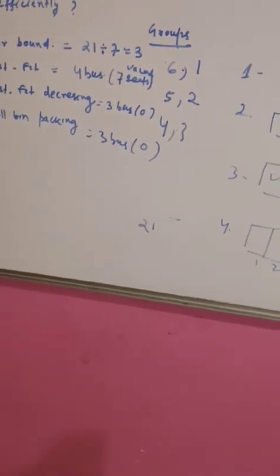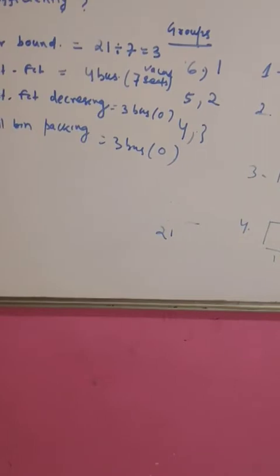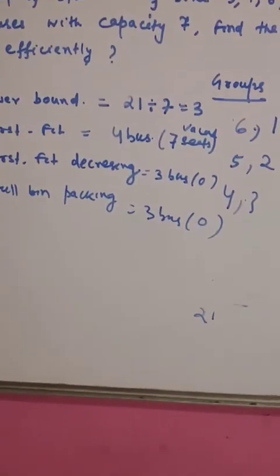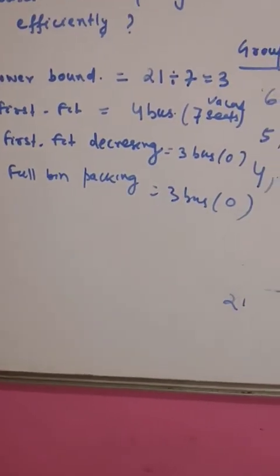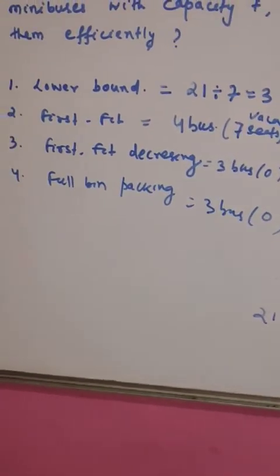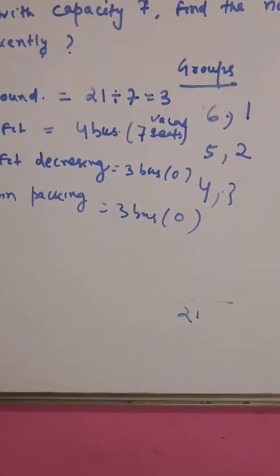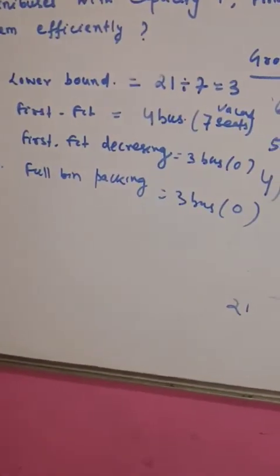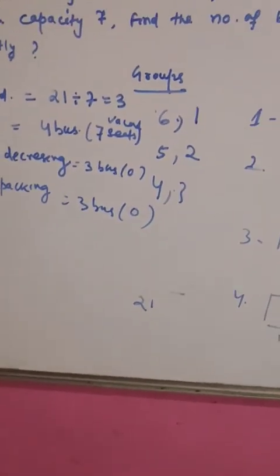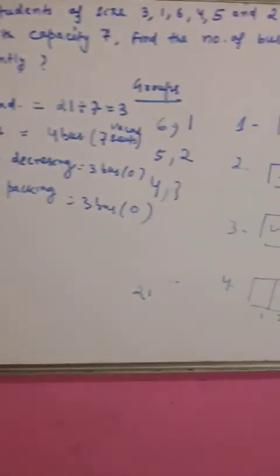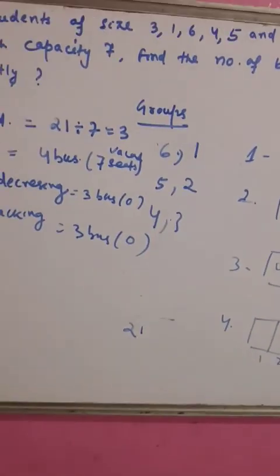So among these three solutions, first fit decreasing and full bin packing, which one is better, which one is optimal? In this particular example, since the lower bound is 3, in first fit we got 4 buses, but in the second approach, that is first fit decreasing, 3 buses with 0 seats lying vacant, and in full bin packing 3 buses, 0 seats lying vacant. So that means the last two approaches give us optimal solutions. Okay. Now we'll go for another example.